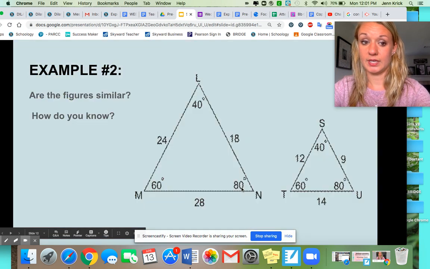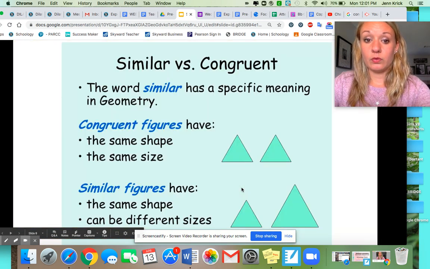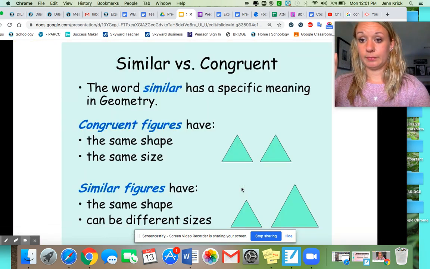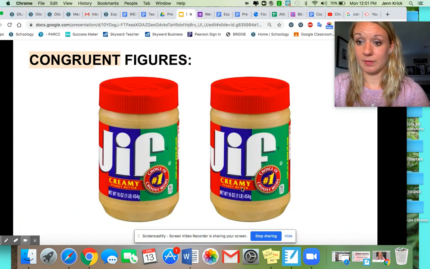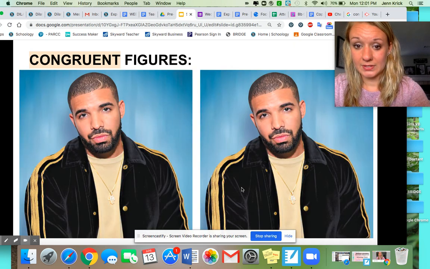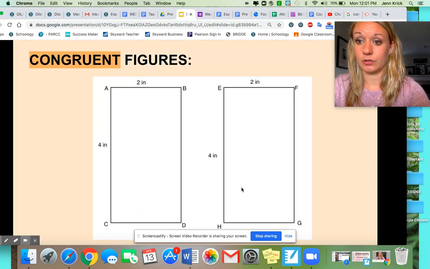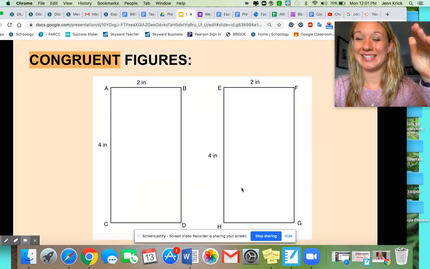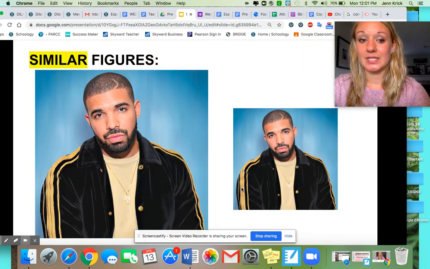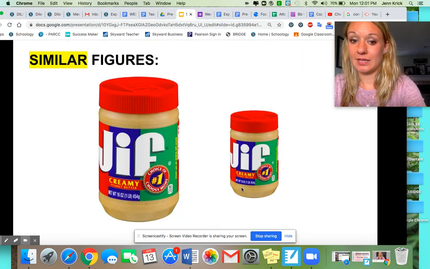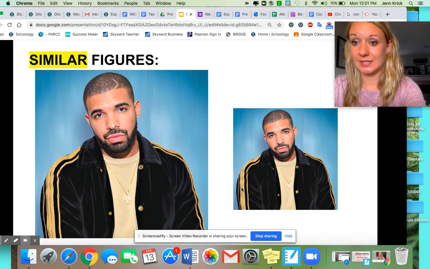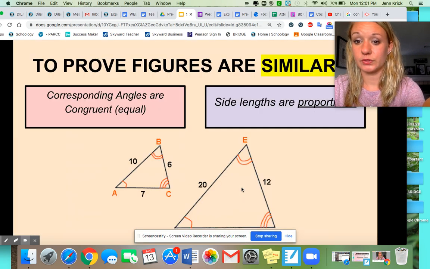So let's quickly recap. When we are talking about similar and congruent, congruent means same size, same shape. So these are congruent. These are congruent. Okay, these are congruent. Same size, same shape. When we're thinking about similar though, we have the same shape, but the size is different. Okay, and that's what we're looking at.